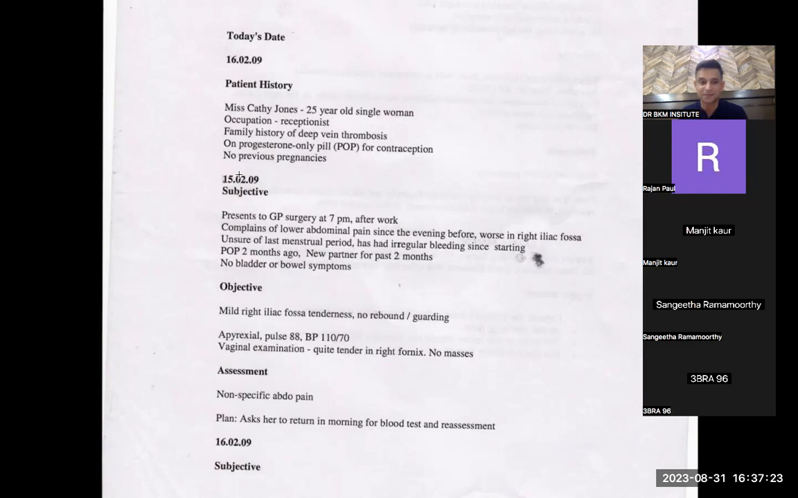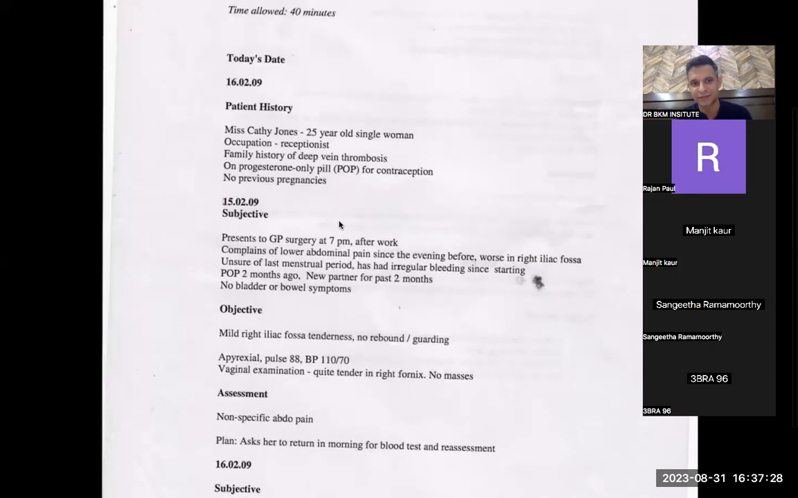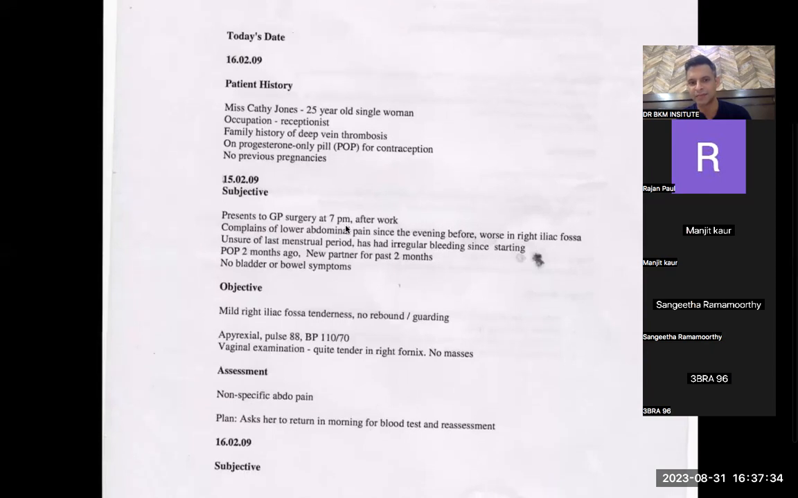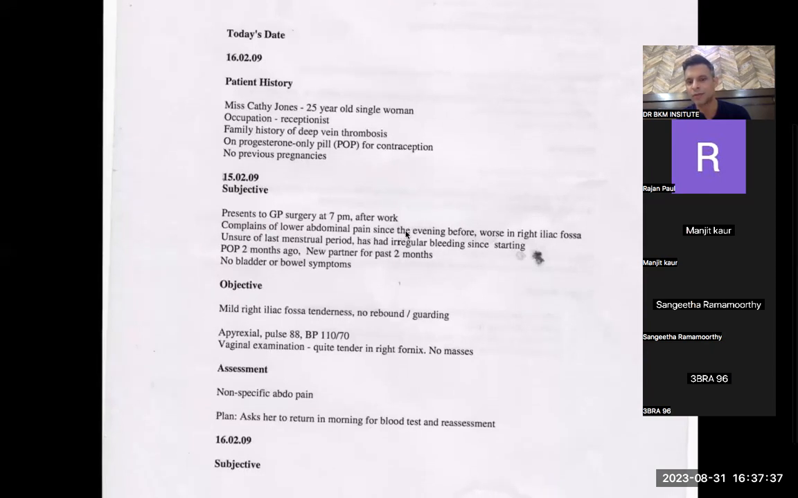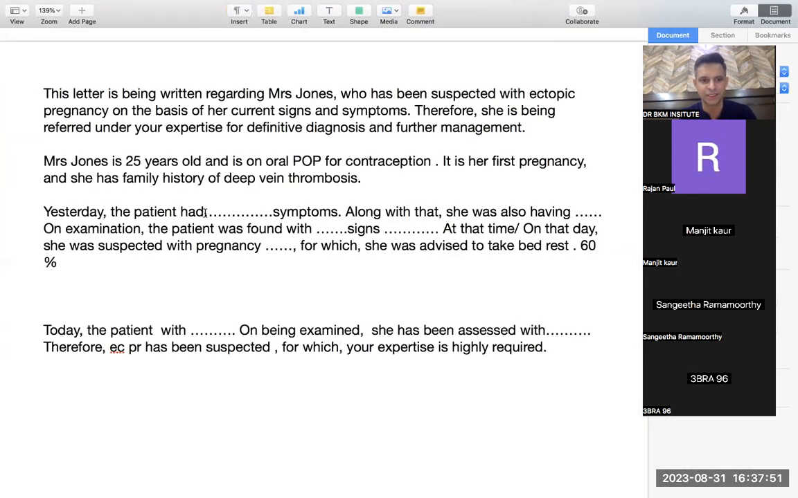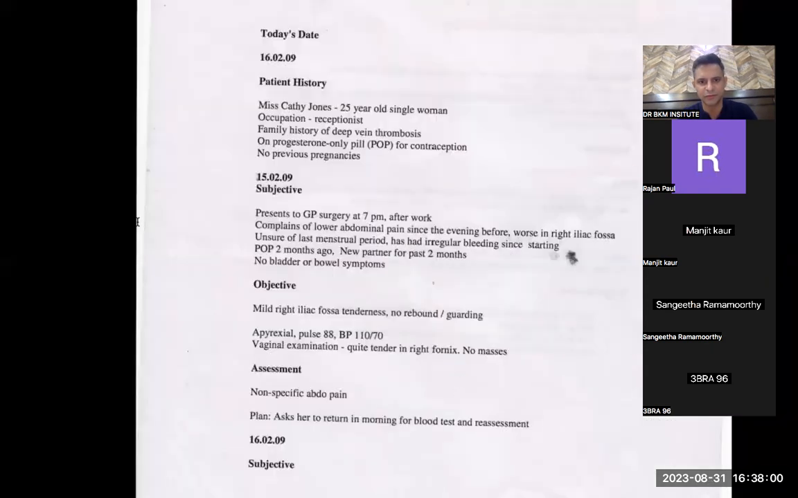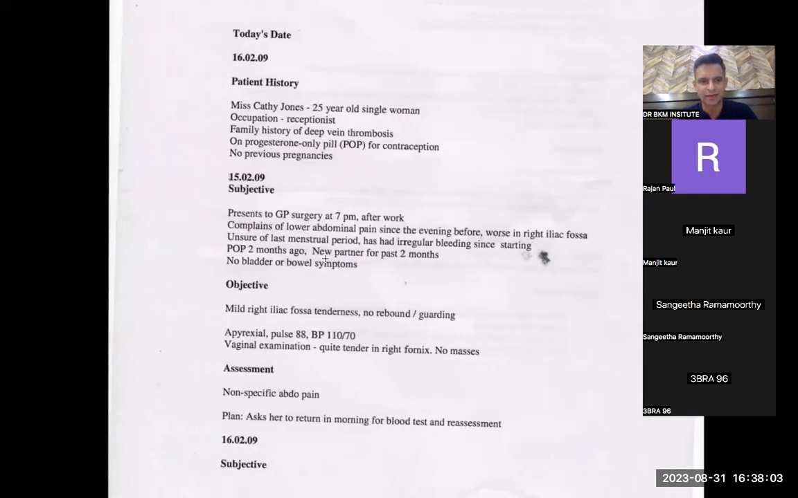You say yesterday. So again, yesterday, she presented to the GP surgery at 7 p.m. after work, complained of lower abdominal pain since the evening before. So she was having the pain since the evening of 14th February, which was worse in the right iliac fossa. So I will write exactly the same thing. Exactly. The patient, yesterday, the patient visited at 7 p.m. and complained of.